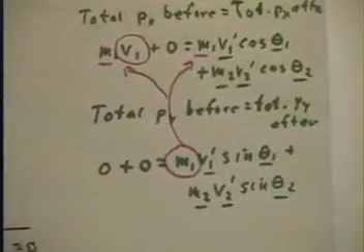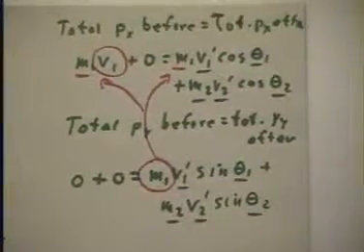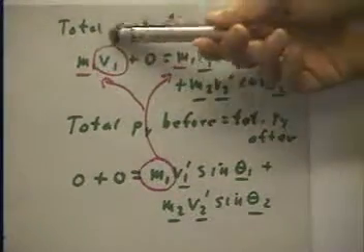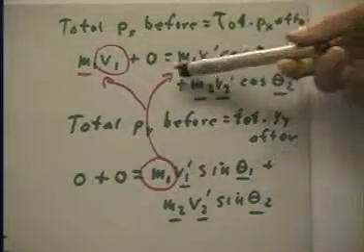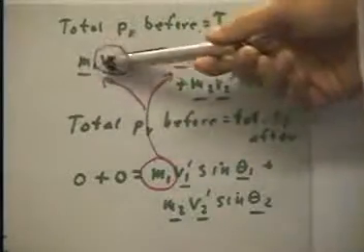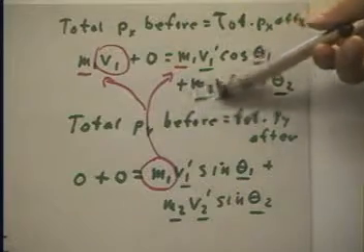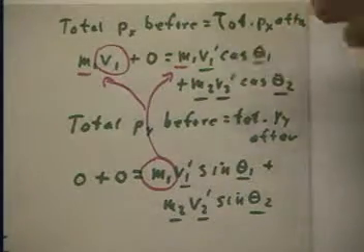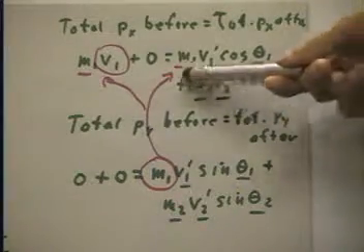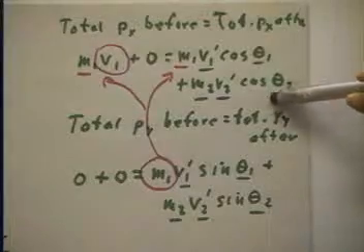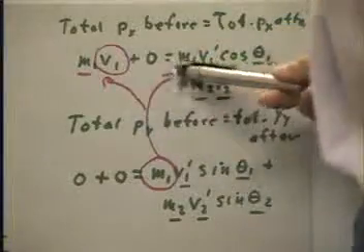If we then write down what we know, our total x momentum before equals our total x momentum after collision. The total x momentum before is just m1 v1. After, it's m1 v1 prime cosine theta 1 plus m2 v2 prime cosine theta 2. We note that v1 prime, v2 prime, m2, theta 1 and theta 2 are all considered to be known. The only unknown we have in this equation is m1.